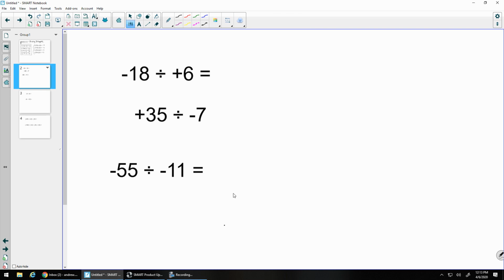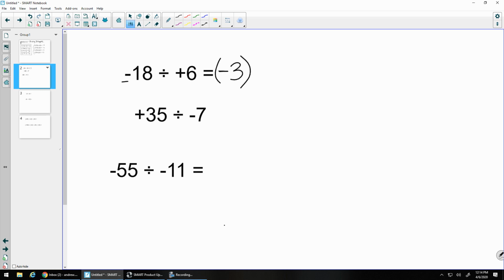You have negative 18 divided by positive 6. We can ignore the signs for a second. What is 18 divided by 6? Or how many times does 6 go into 18? Well, hopefully you know your multiplication tables. 6 times 3 is 18. Therefore, 18 divided by 6, 6 goes into 18 3 times. Is the answer positive or negative? We have a negative and a positive, one of each. So the answer is negative.